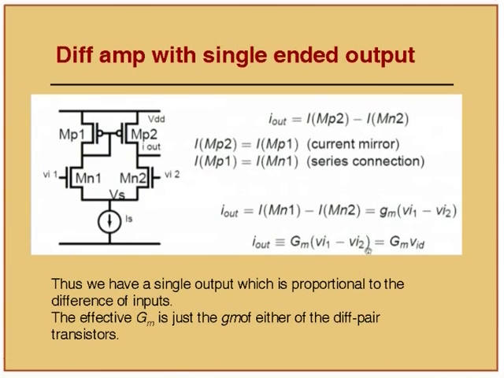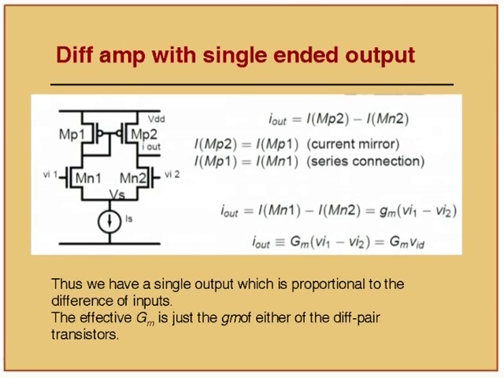That's how all GMs are defined, right? The output current is GM times input voltage. Now input voltage is differential. So I define a differential GM such that the I output is this GM times the input differential voltage, right? And from inspection I can simply say that this GM is the same as this GM. Correct? You got it? So the effective GM of a diff amp is the same as the GM of a single transistor.